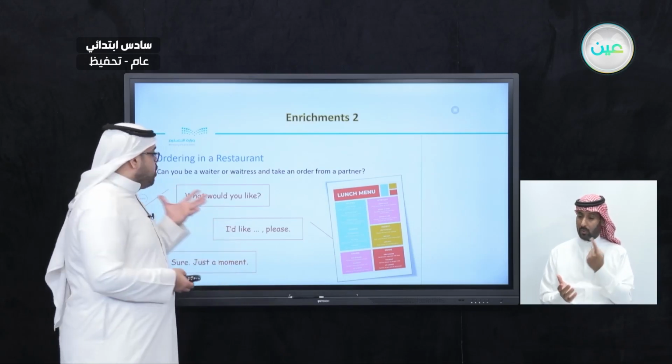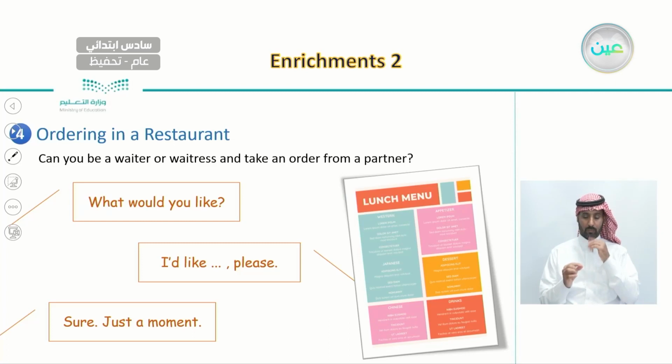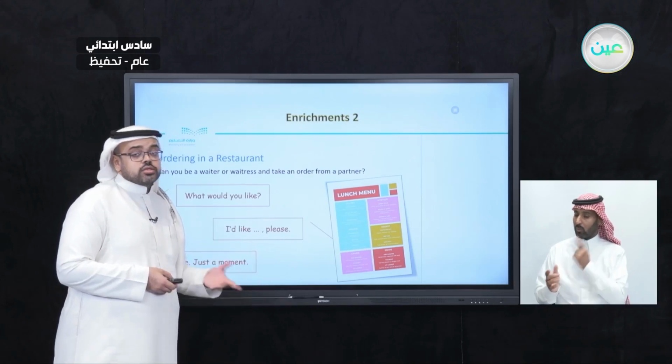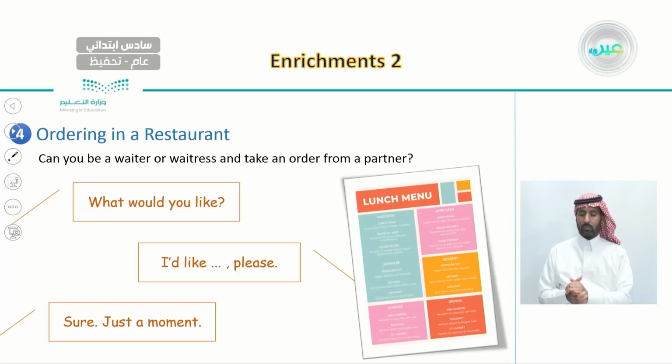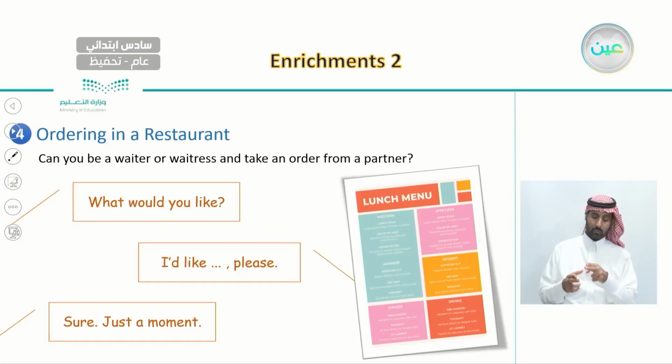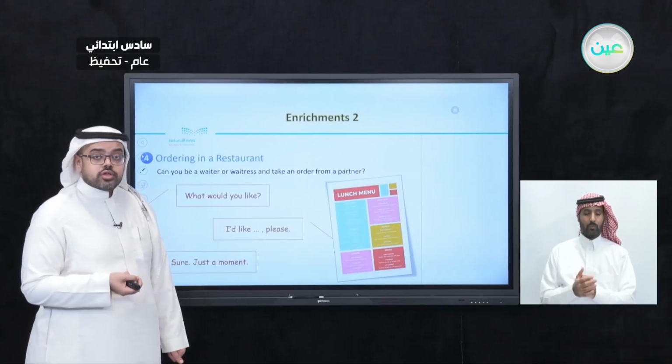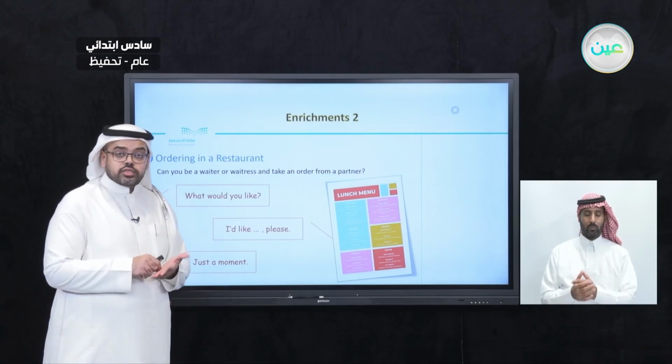After this, we said to try to play a role, which is ordering from a restaurant. So imagine that you are a waiter or a waitress and you want to take an order from a partner. That partner could be your classmate or even a family member. If you are a waiter, you start your question with, what would you like? What would you like?